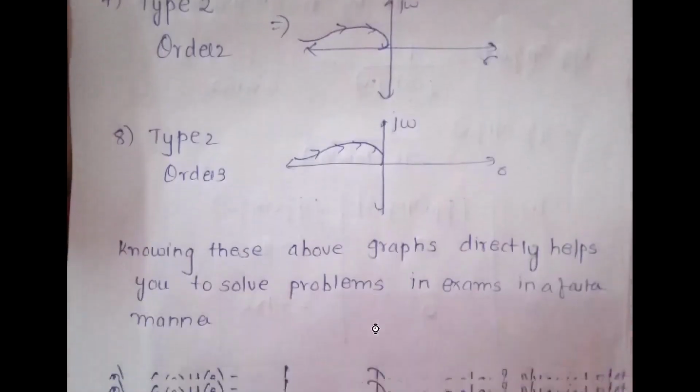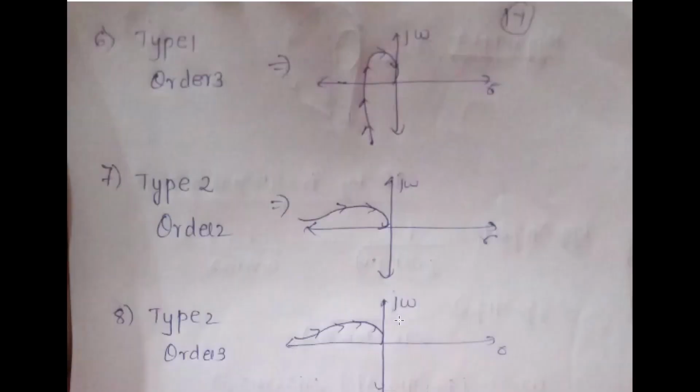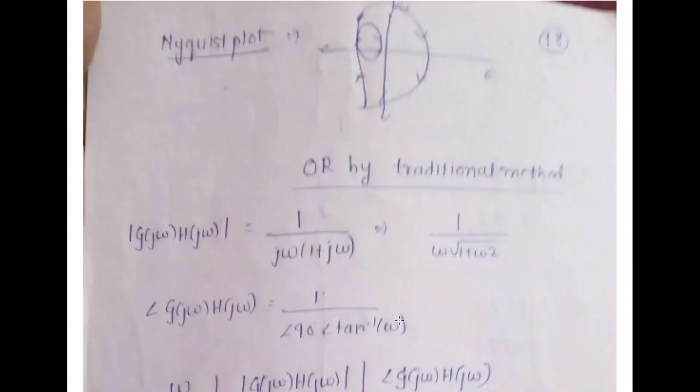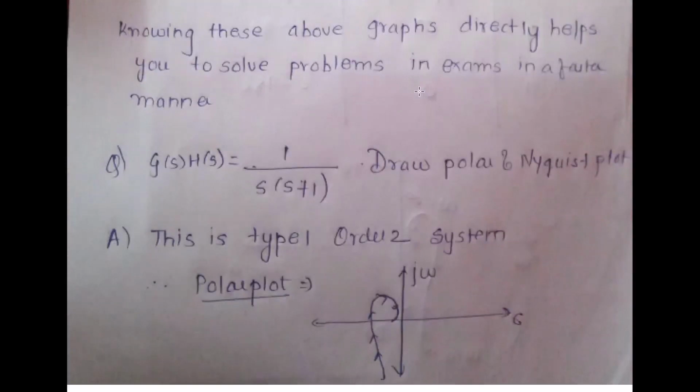So if you see over here, it comes from the negative y-axis to the negative x-axis. So this is my polar plot straight away. And I told you the Nyquist plot is nothing else than the mirror image of it with the arrow going outside, because the polar plot arrow was coming inside.